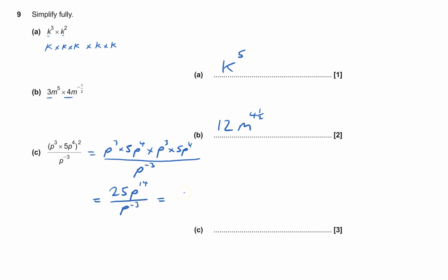And now we can use the same sort of thing as here. When we have 2 powers times together, we add the indices. Here we've got a power divided by another one, we subtract the indices. So this will be 25 p to the power of 14 minus the power at the bottom, which is negative 3. And that is 25p to the 17, because 14 minus minus 3 is saying 14 plus 3, which is 17. That's quite tricky, but that's question 9 done.